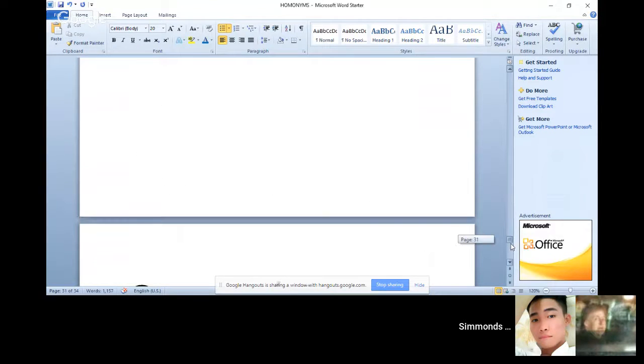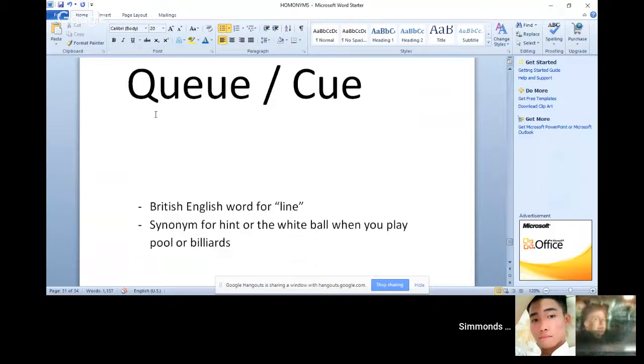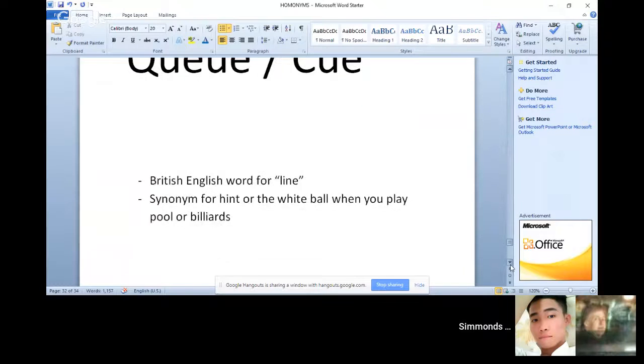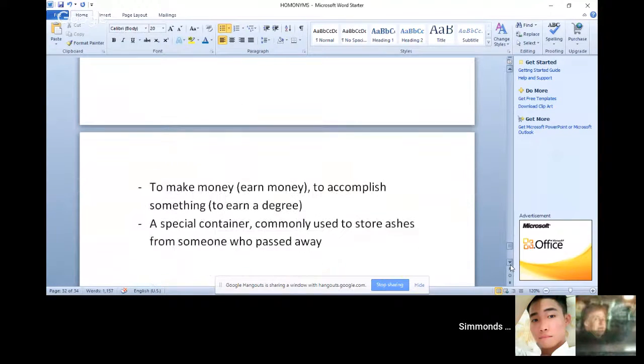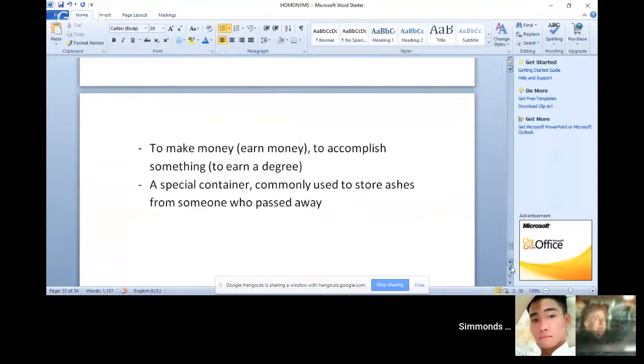And it looks like there's going to be at least one more. Q and Q again. The first one is the British word for line. I would never say that. And the other one is when you play billiards or pool in American English, it's that white ball that you hit things with. And earn and urn. The first one is to earn money, earn a degree, something like that. And the other one is when someone passes away or dies, you store or put their ashes in that. So not a very happy one.